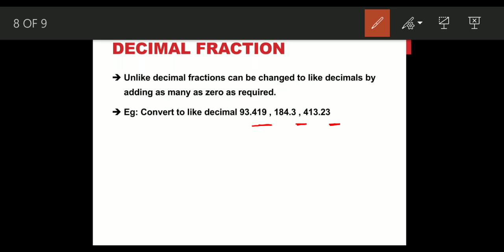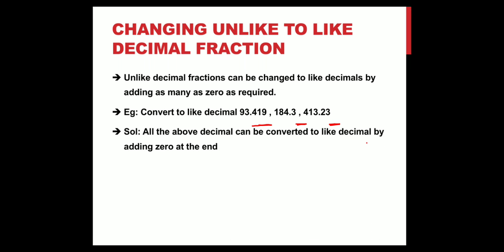So how can I do that? Very simple. Just put 0. Okay. See, for example, let me show you. I need to convert all the above decimals to like decimals by adding 0 at the end. Just put 0 at the end. So for example, take 93.419. I'll keep 93.419 because it has the highest number of decimal places after the decimal point. So I'll keep it as it is.